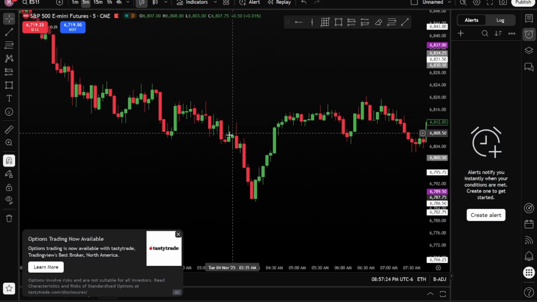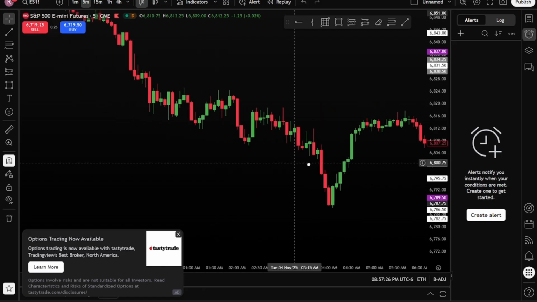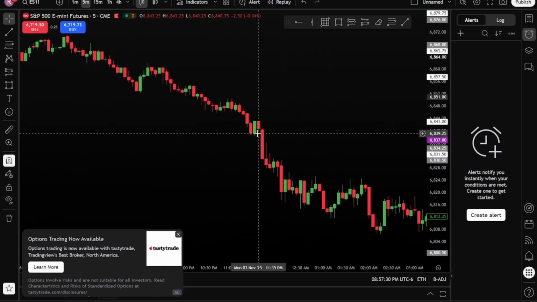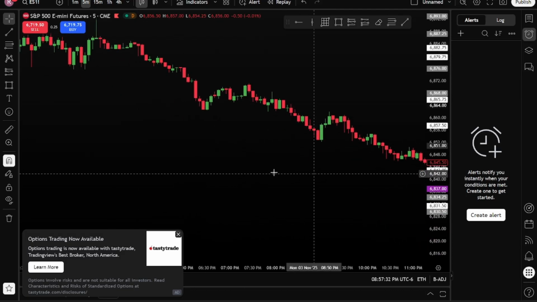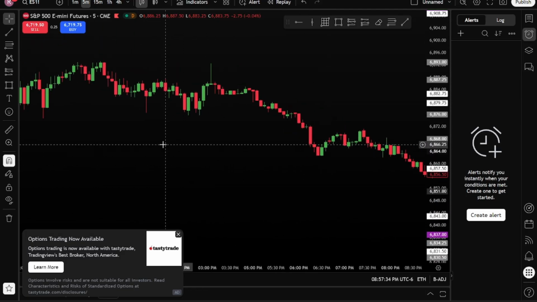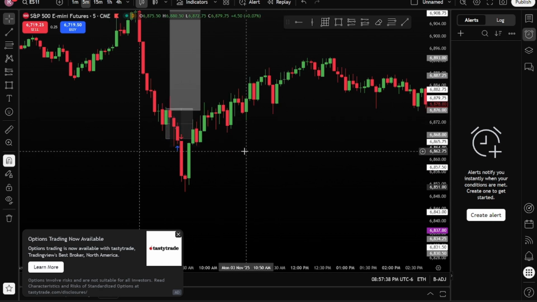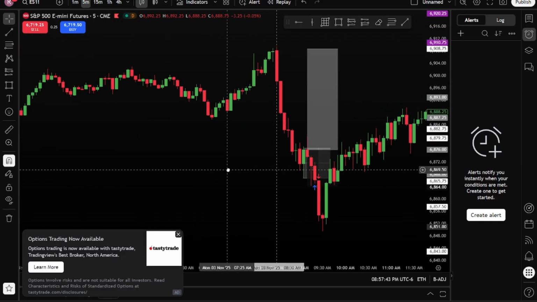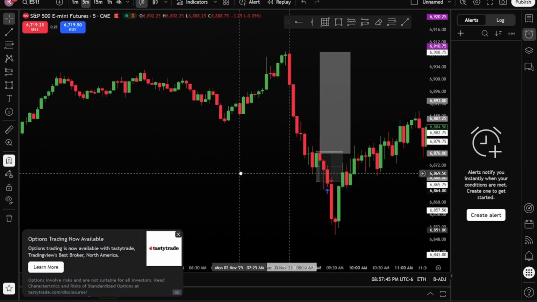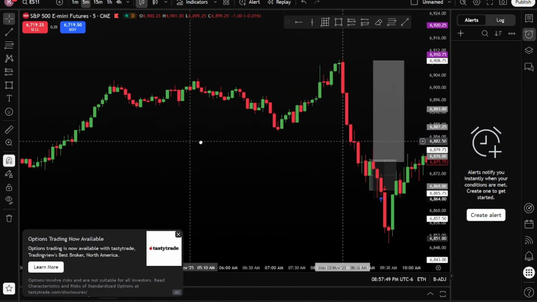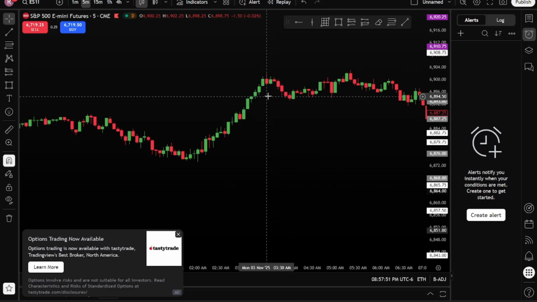This is a breaker block. This is a breaker block right here. You can really find them like everywhere. I'm just kind of going out and looking for them.